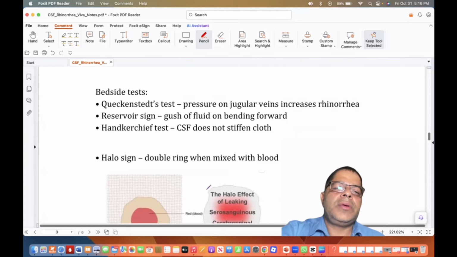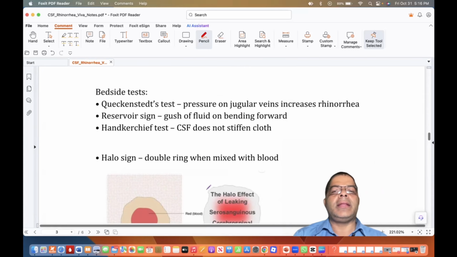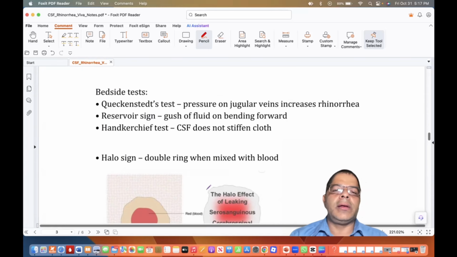Diagnosis wise, there are bedside tests we can mention. A quick test is pressure on the jugular vein. Some surgeons press the jugular veins in the bilateral neck. Unilateral pressure is okay, but I am afraid that if you press inside the jugular vein, you may press the carotid, and that time it's difficult.